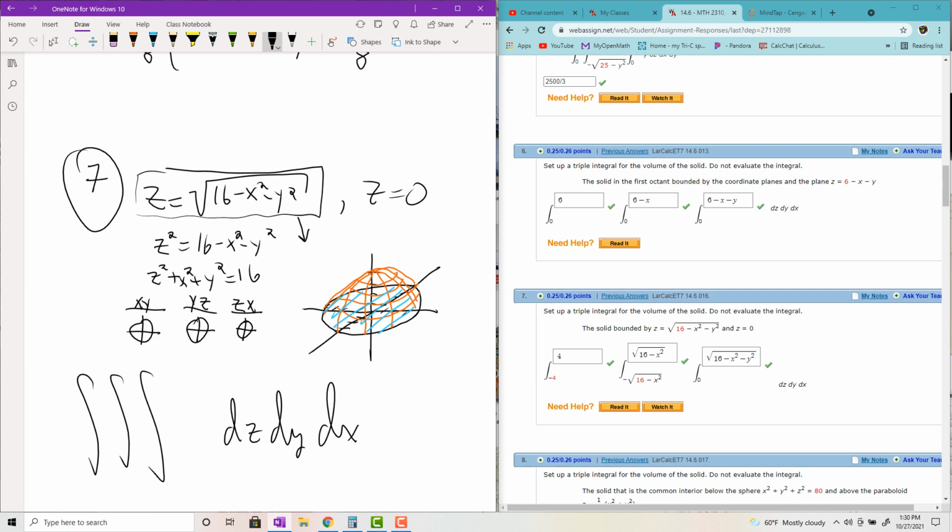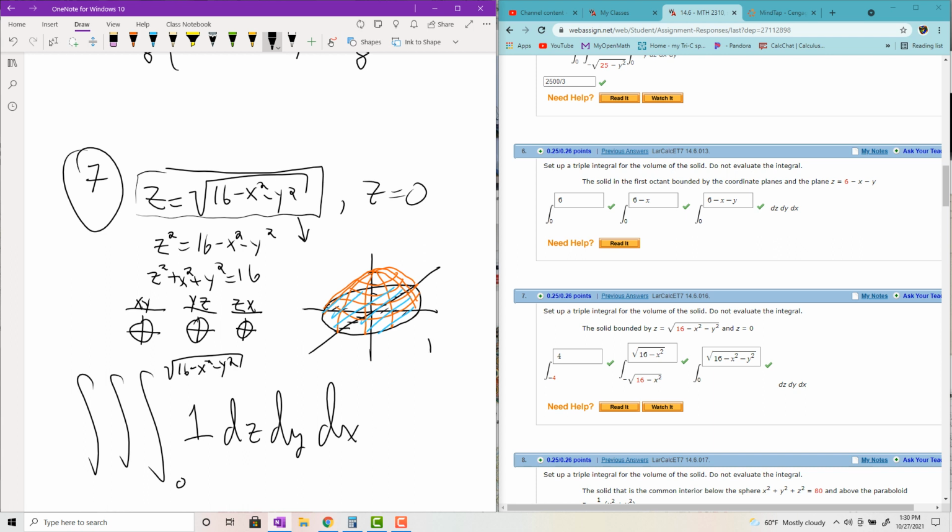If you look over at number 7, they tell you it has to be in the order dz, dy, dx. And they even give you little hints, so it's not too difficult. We're not integrating any sort of function, we're just finding volume, so you could just put a 1 in there. And then it's surface to surface, the blue surface to the red surface. So z equals 0 to z equals the square root of 16 minus x squared minus y squared.